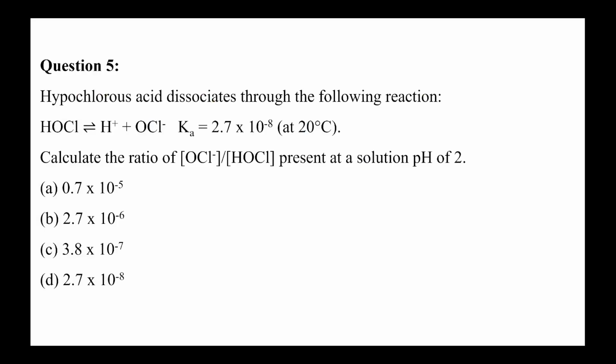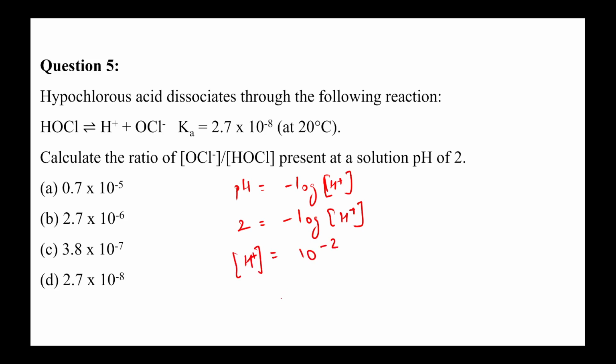So basically we have the pH given. So I told you what is pH. pH is minus log of H plus ion concentration, right? So if I have the pH given as 2, this will be equal to minus log of H plus ion concentration. And from here you can calculate the H plus ion concentration to be 10 raised to the power of minus 2, right?